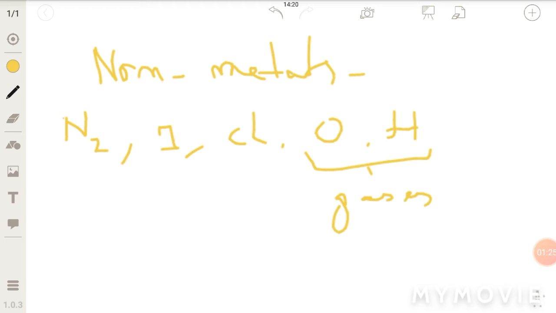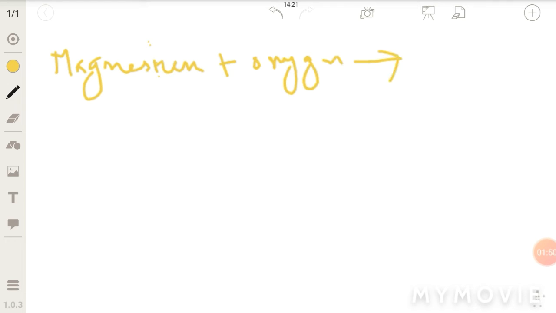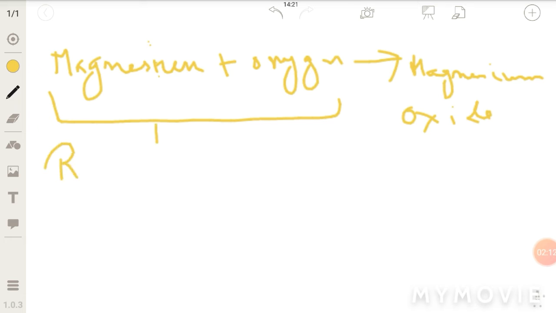Let us see some examples of chemical equation. For example, magnesium plus oxygen gives you magnesium oxide. Here magnesium and oxygen is your reactant. And magnesium oxide is the product.